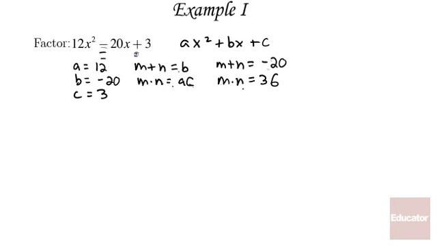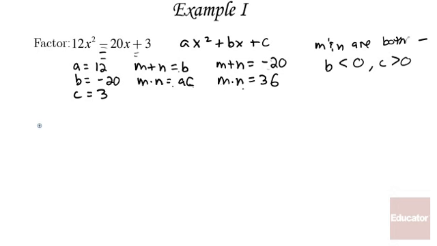Okay, so the other thing I see is that b is negative and c is positive. And what that tells me is that m and n are both negative. I know that m and n are both negative because b is less than 0 and c is greater than 0. Next, I make my list.